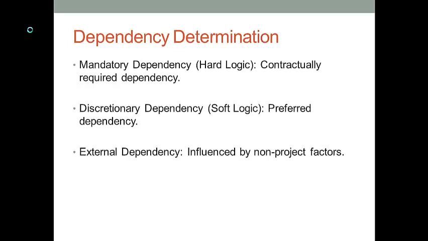If there is a discretionary dependency between two activities, this dependency is just preferred, it's not required. If there is an external dependency between two activities, that means the start and finish order between the two activities will be influenced by external factors.